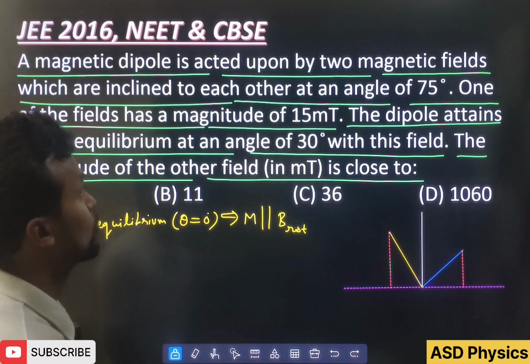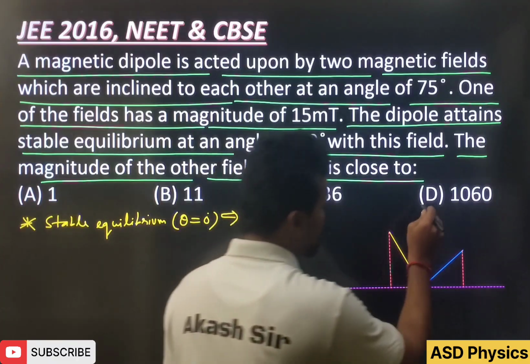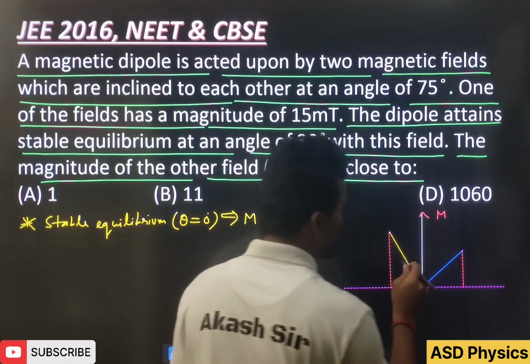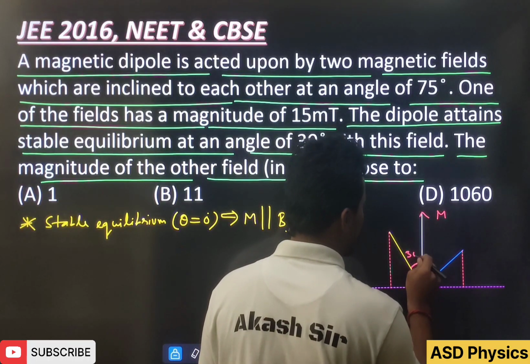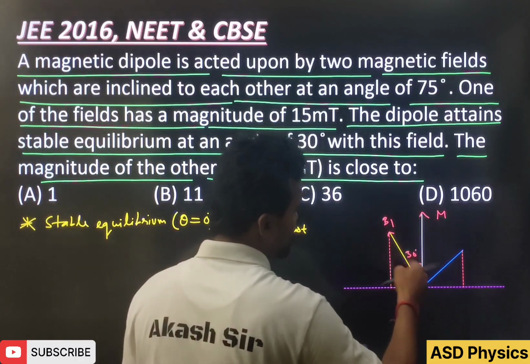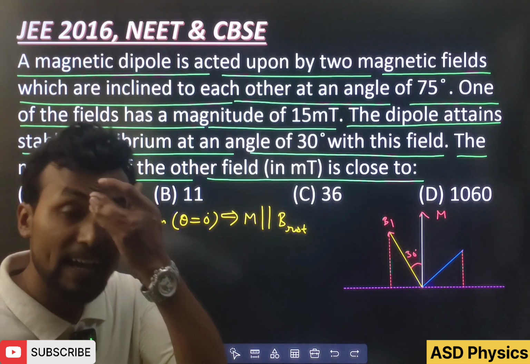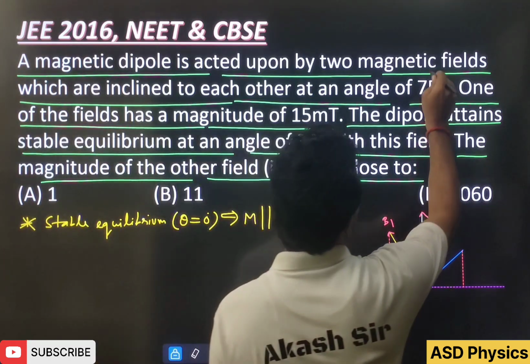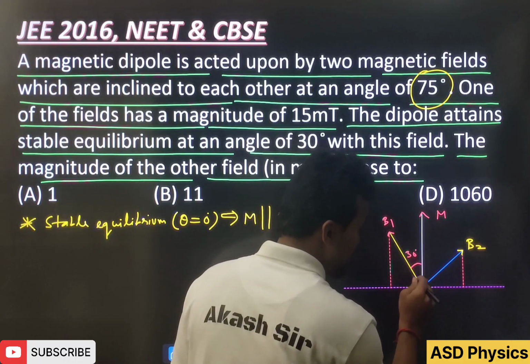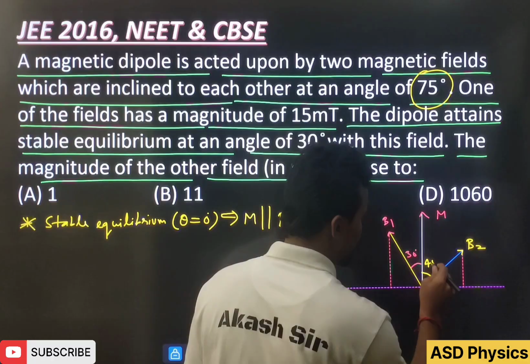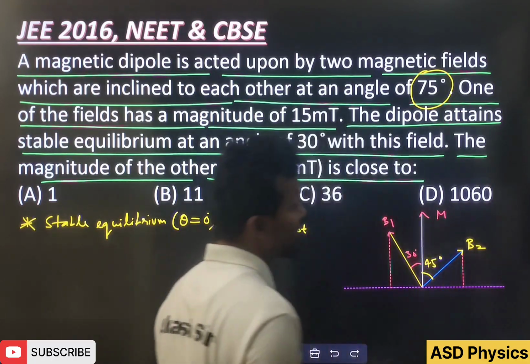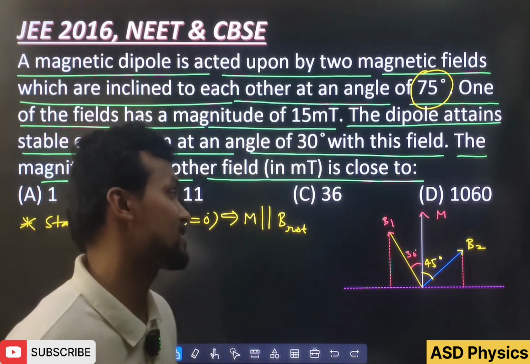So let's take here, see. Now I have taken here the magnetic moment M, okay, and this magnetic moment is making 30 degrees from one of the magnetic fields. Let's take this is one of the magnetic fields B1. In the question they have given the angle between two magnetic fields, 75 degrees. So let's take this second magnetic field B2, total angle 75. This is 30, so this is 45 degree. Is it? So magnetic moment is making 30 degree from B1, so B2 will make 45 degree from M, because total angle 75 degree, 30 plus 45.